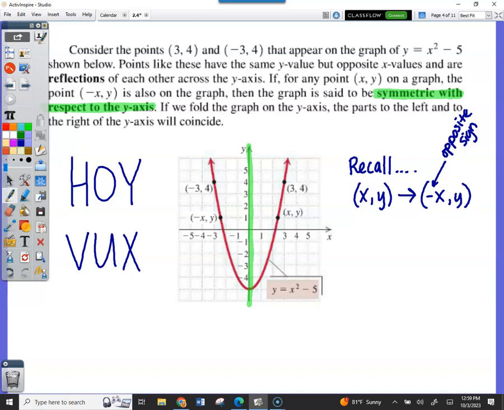X gets a sign change. So this particular graph is symmetrical about the y-axis. What is the equation of the line that is the y-axis? It's x equals 0. How do I get that? It runs vertical, so that's Vux. It's going to be x equals a number. To get the number, you go to the x-axis and ask yourself, where is it crossing? It's crossing at 0.